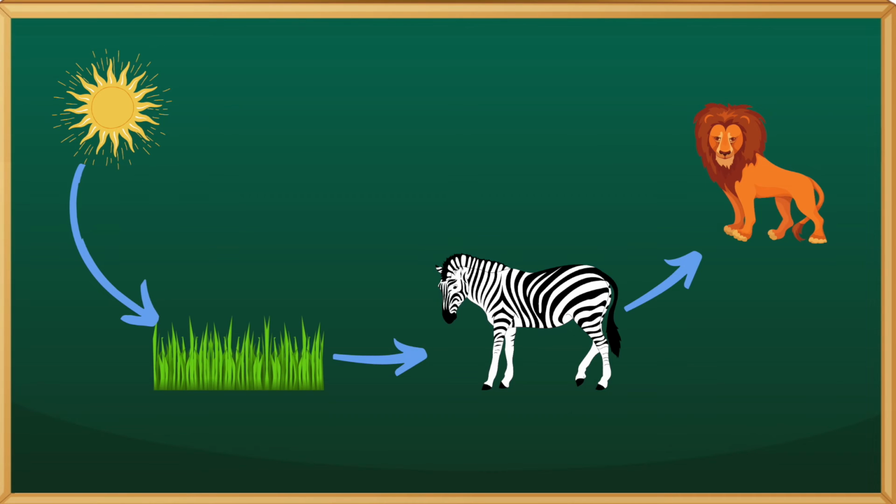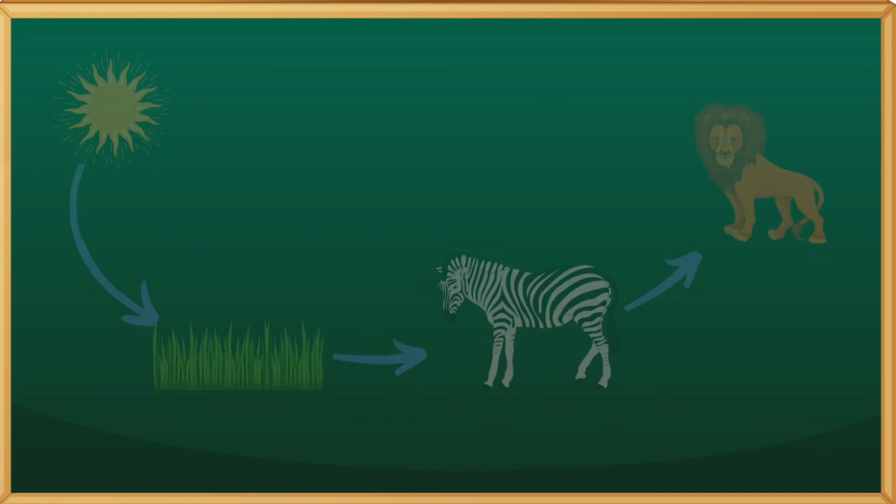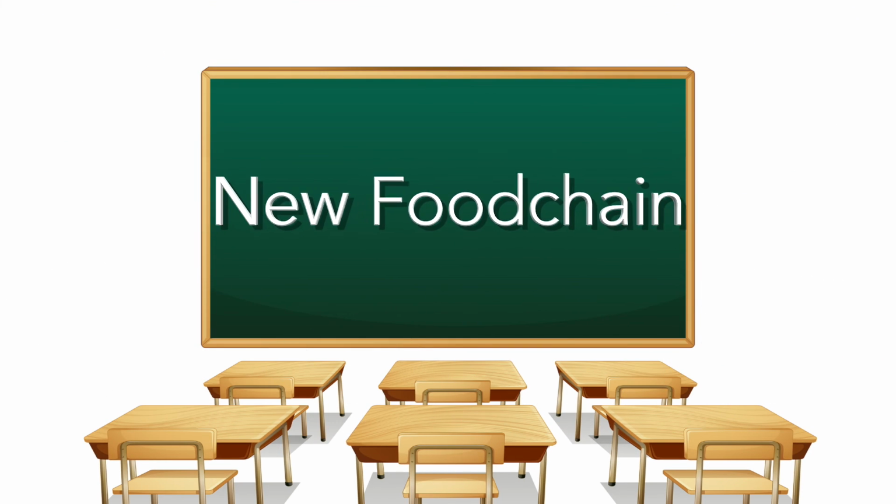Let us start with grass. Grass, as you will remember, is the producer. They make their own food. Grass is eaten by zebras. Hence, zebras get their energy from the grass, as grass is their food. The zebra is then eaten by the lion, and the lion gets energy from the zebra, as the zebra becomes food for the lion.